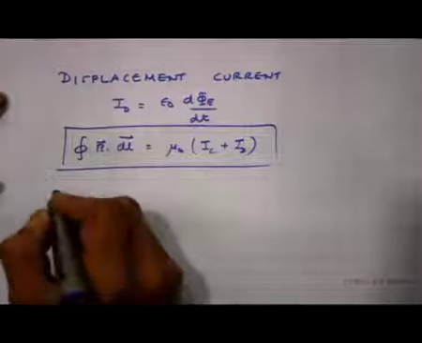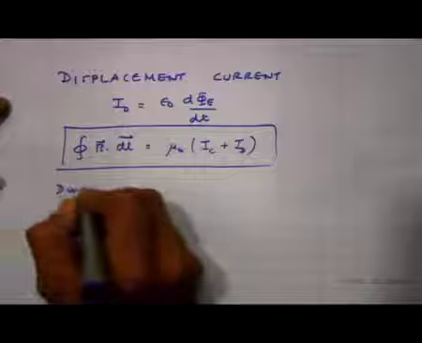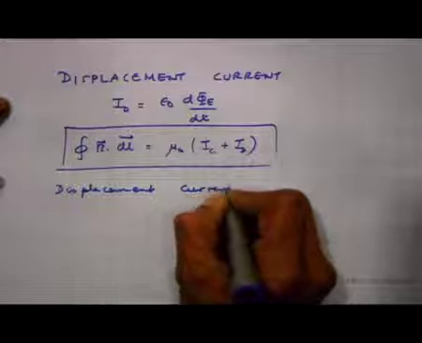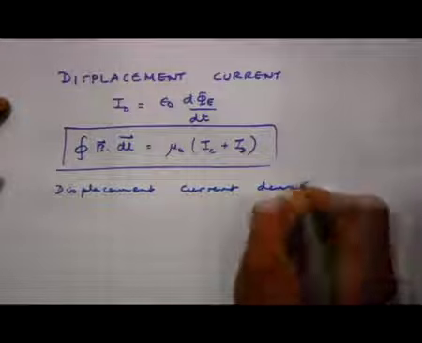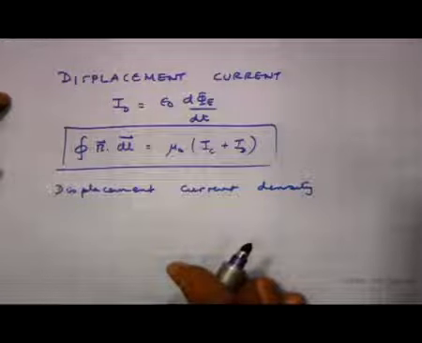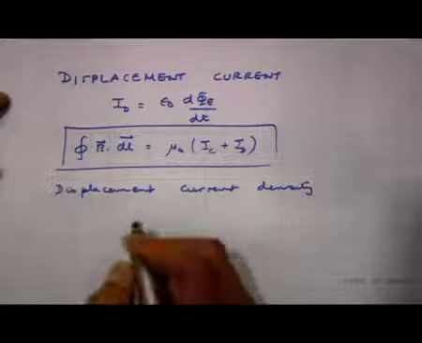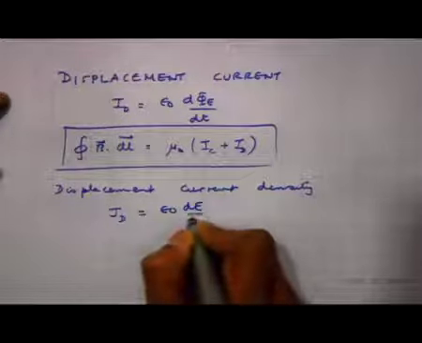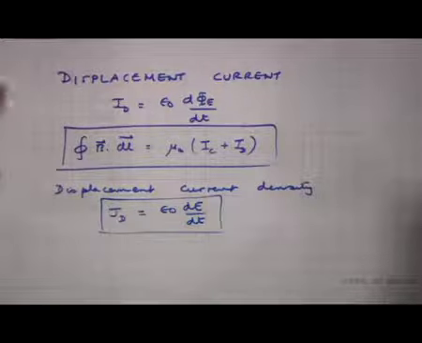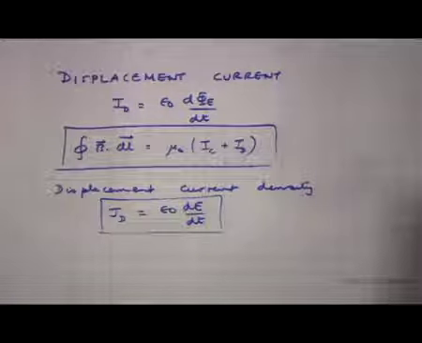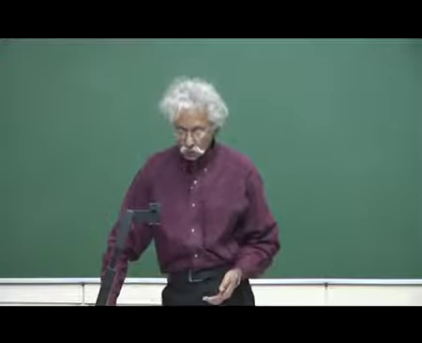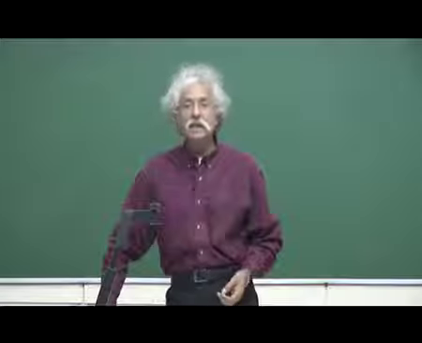I can also define a displacement current density. Current density is the current crossing per unit area along a direction perpendicular to the area, and I can define the displacement current density as epsilon 0 dE by dt. So, this is the displacement current per unit area perpendicular to the area, and that is called the displacement current density. Just like conduction current density, we have a displacement current density, J d, equal to epsilon 0 d by dt of the electric field at that point.